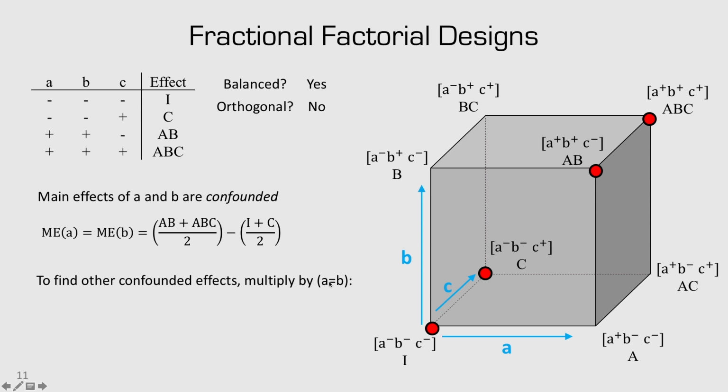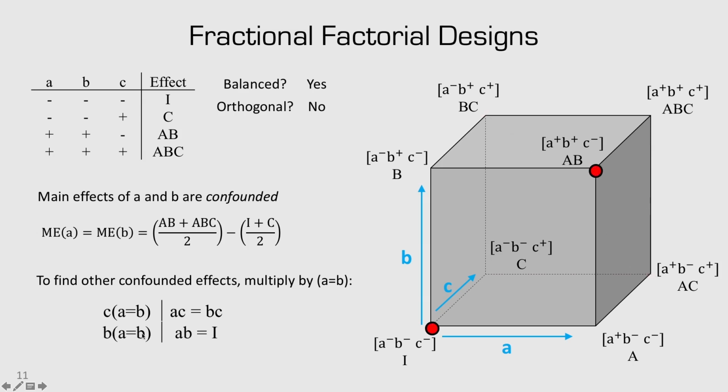Every fractional factorial design has confounded effects, and we can find the other confounded effects by doing a simple trick. If we know that A and B are confounded, well, we can just multiply the other effects by this A equals B. So if we multiply the C effect with A and B, we get that C times A equals C times B. And so the effects for BC and AC are confounded.